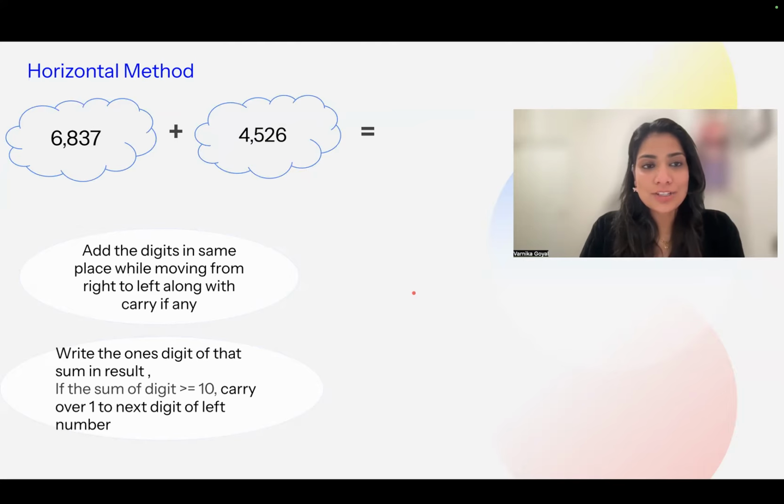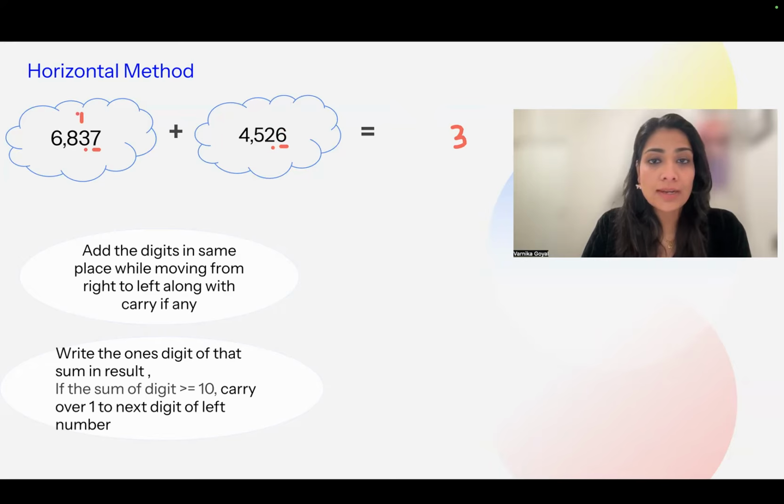Let's look at our horizontal method. In this method, we're going to move from right to left and add each digit. 6 and 7 at one's place. We'll add them. It becomes 13. We write 3 here and we take over the carry and put it on the leftmost digit. 3 plus 2 is 5. With the carry, it becomes 6.